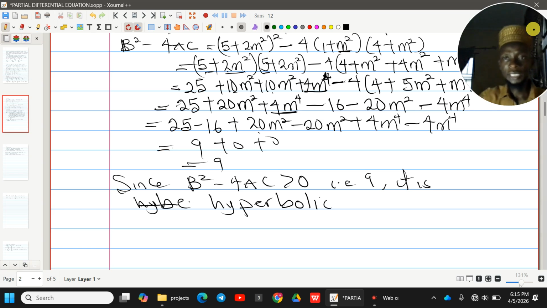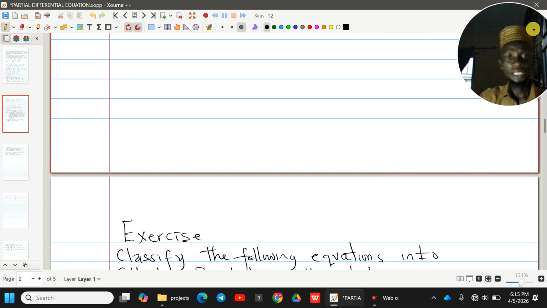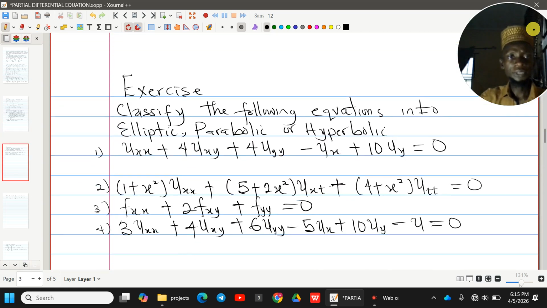Just go through it. Now, here is your assignment. Exercise. So, look at this question. Classify the following equation into elliptic, parabolic, or hyperbolic. Try to solve this. I want to see the answer.